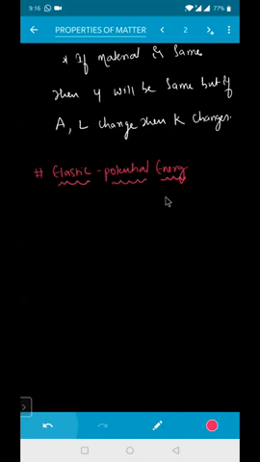So the next one is elastic potential energy. Elastic potential energy is nothing but work done in the metallic wire. How do you write the work done in the metallic wire?